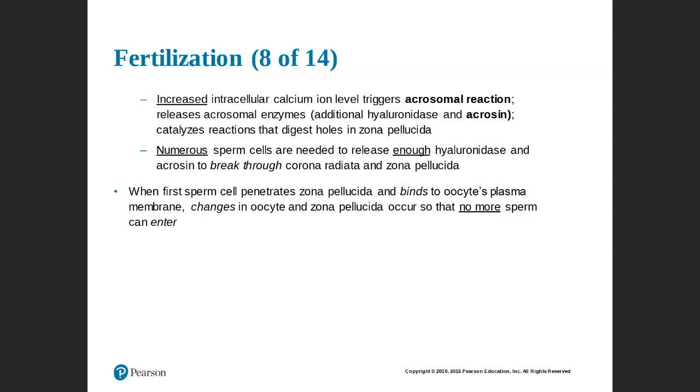Several hundred sperm cells are needed to release enough of this enzyme, hyaluronidase, and acrosin, in order to break through the corona radiata and also the zona pellucida, which is equivalent to the cell membrane of the egg. When the first sperm penetrates the zona pellucida and binds to the oocyte's plasma membrane, there are immediate changes in both the oocyte and the zona pellucida so that no more sperm can enter. So you don't get polyspermy. If you had polyspermy, of course, you'd have more than one copy of nuclear material, and that would produce a miscarriage.